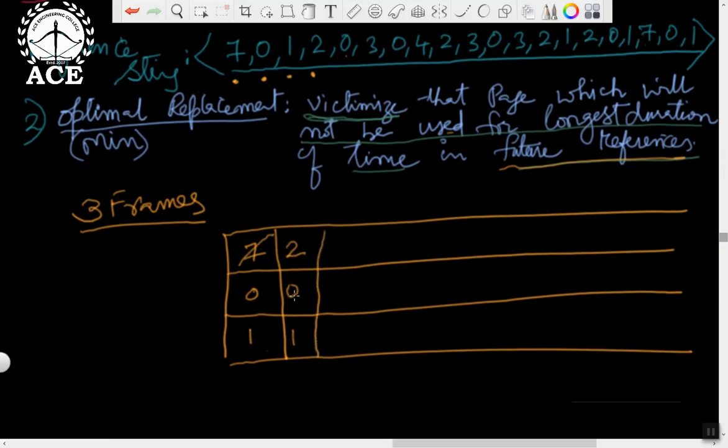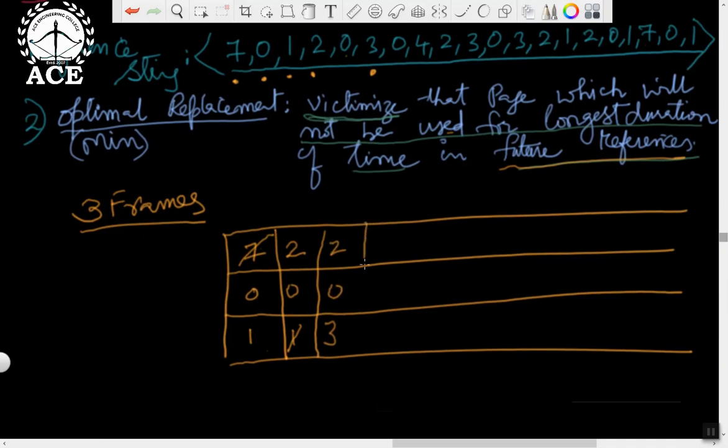Next, refer 0, no page fault, 0 is present. Next, we refer whom? 3. 3 is going to cause a fault because 3 is not present. So, among 2, 0, 1, who should be victimized? Who is occurring at the end? Come on, scan. 0 we are referring. Then 2 also we are referring. 0, 2, 0, 2. 1 is at the end. So, therefore, in place of 1, we should bring 3.